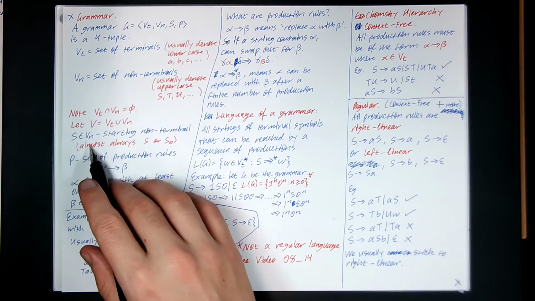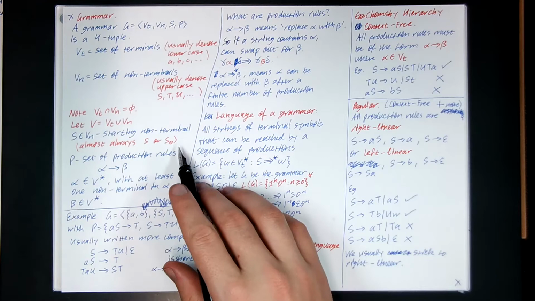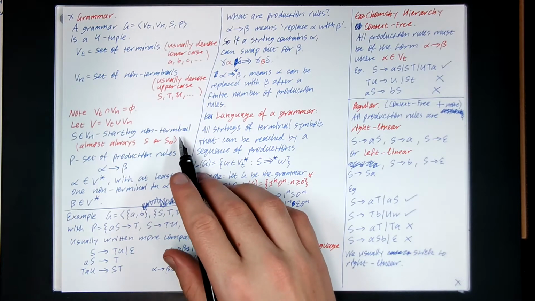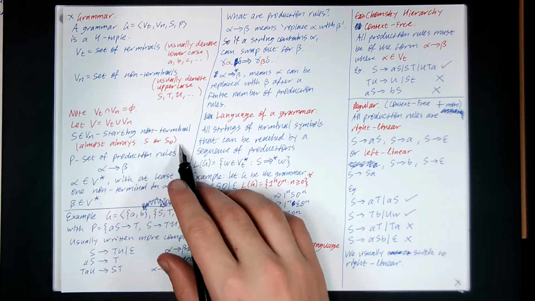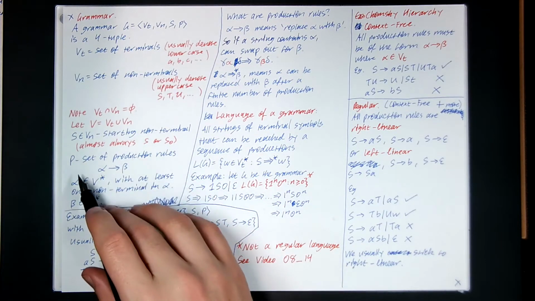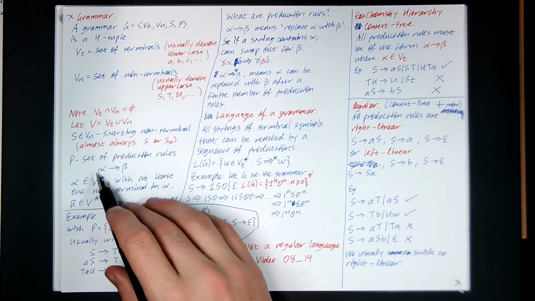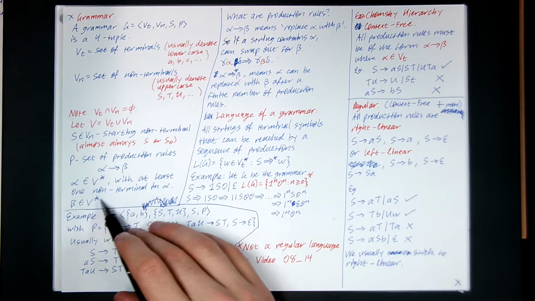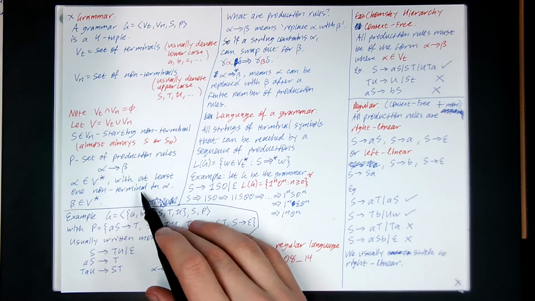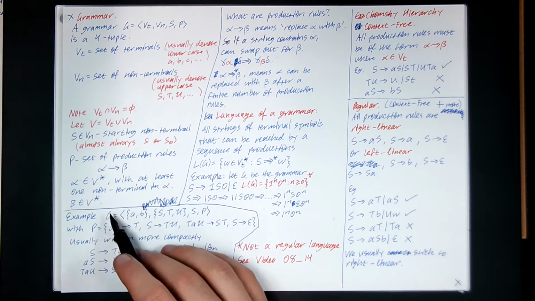Capital S, which is an element of V_N, denotes the starting non-terminal, the non-terminal from which you start all the production rules. Almost always the starting non-terminal is denoted either capital S or capital S sub naught. And P is a set of production rules, written in the form alpha to beta, where alpha is a string of symbols with at least a single non-terminal, and beta is any string of symbols. That is, they're both elements of V star.